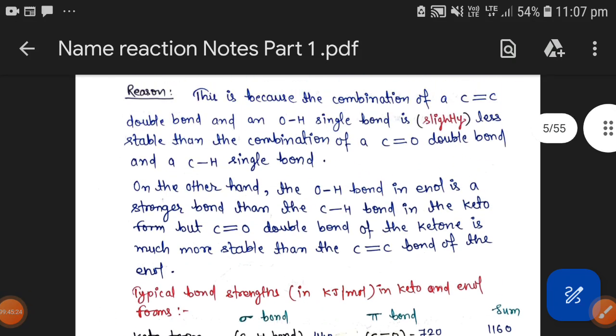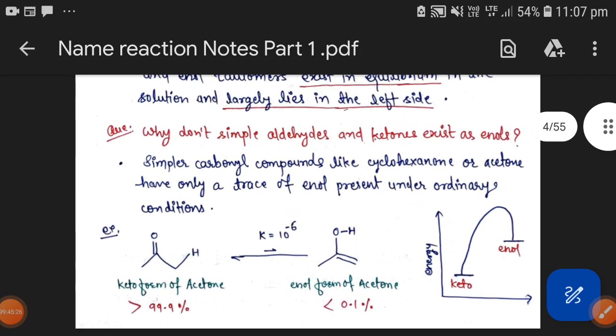Hey everyone, so this is the second class of your organic preparation, and this is the next part of the name reactions. So first, the question: why don't simple aldehydes and ketones exist as enols?